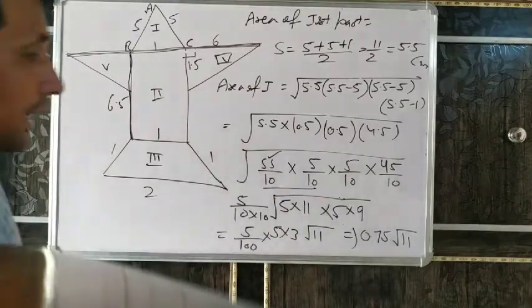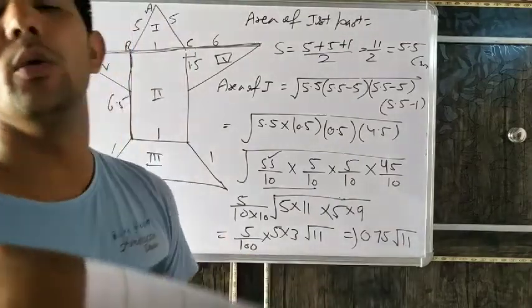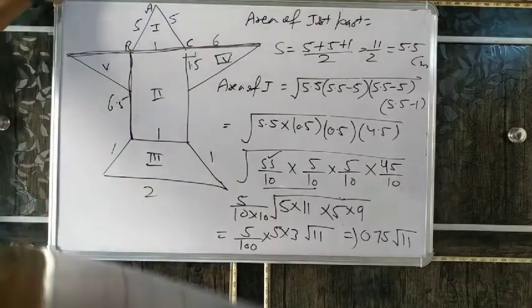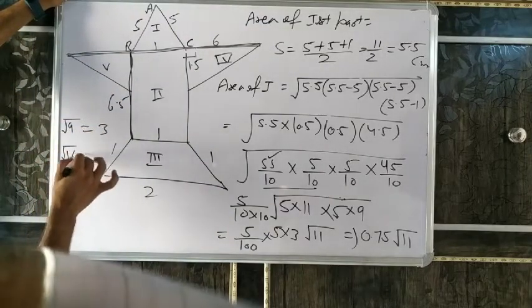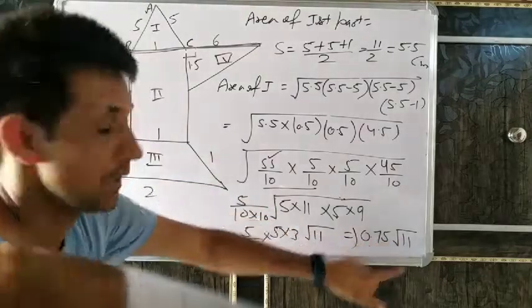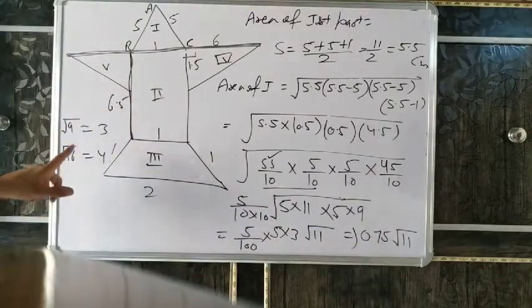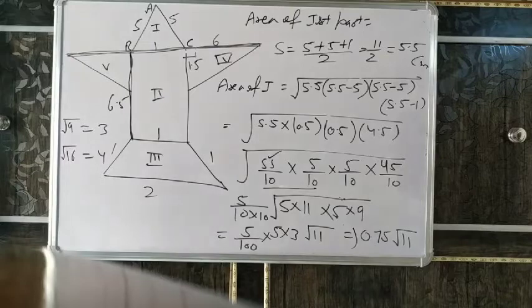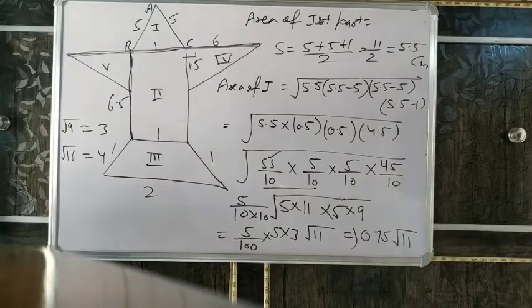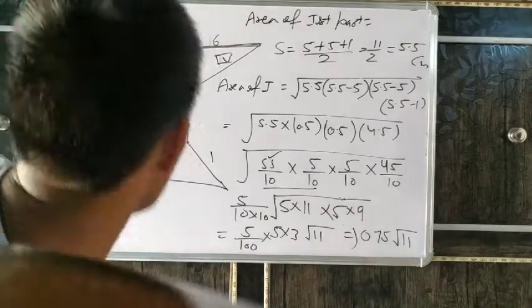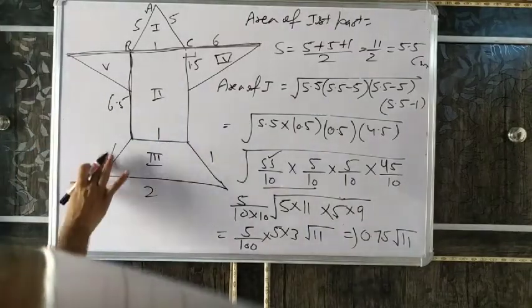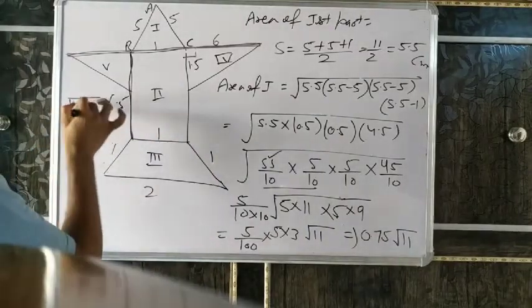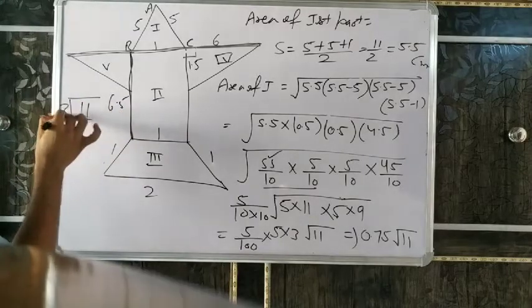Understand? And now, same as before, we will find the value of root 11. Root 11 lies between root 9, which is 3, and root 16, which is 4. So 11 lies between 9 and 16, so the value is 3 point something. First we will find the value of root 11 up to 2 decimal places. So for root 11, we pair the same numbers.